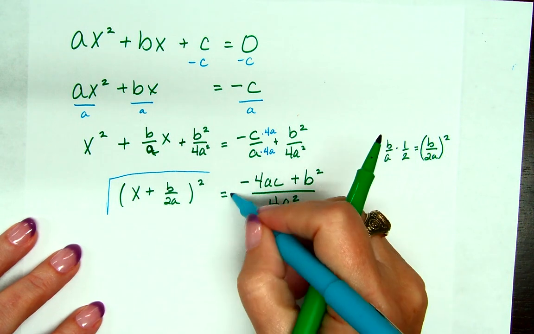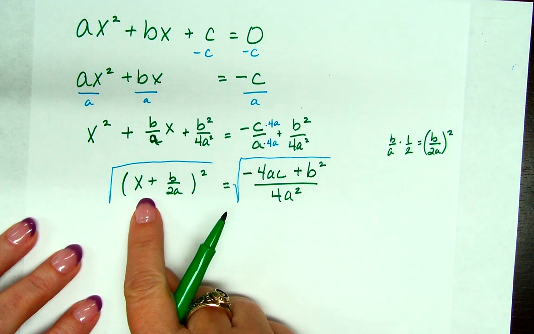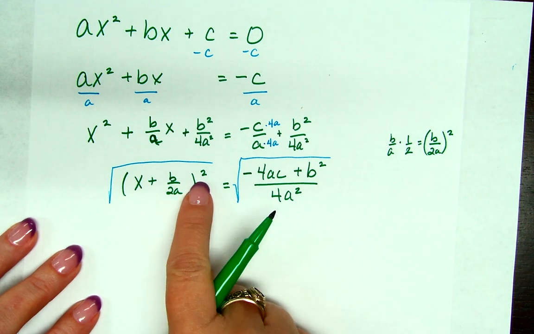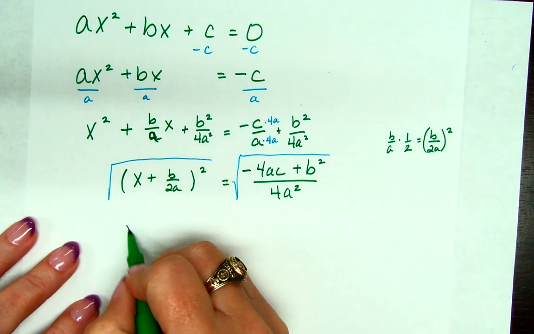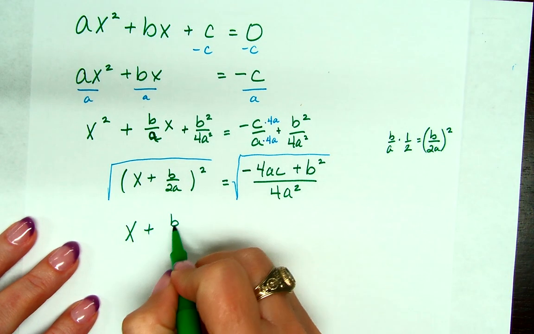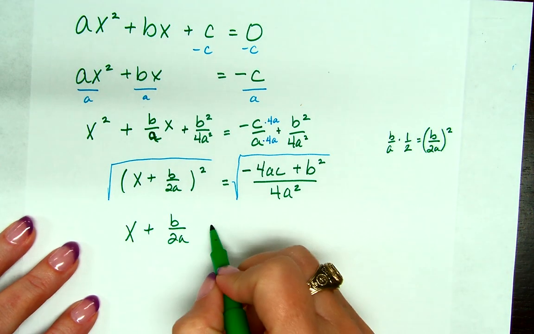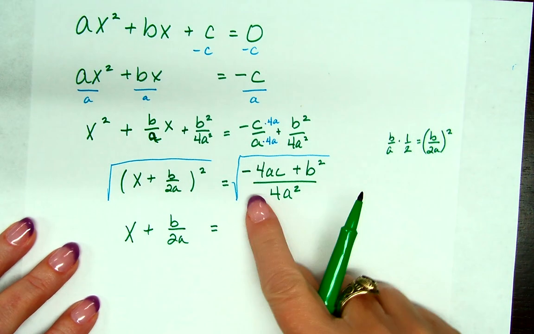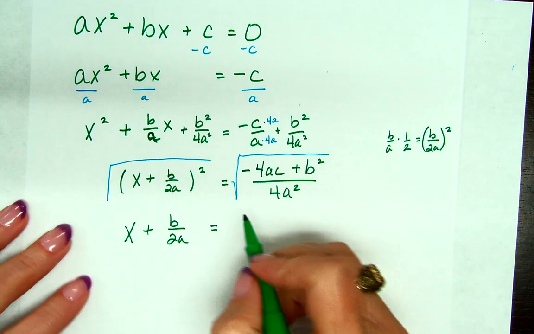Now what? Okay, square root both sides. Square root that side. Square root that side. Okay? So what do I get on the left-hand side? If I'm square rooting something that's being squared, what do I get? That thing. So x plus b over 2a equals, wait, who put the root sign in the problem? So what else do we have to remember? Very, very good.